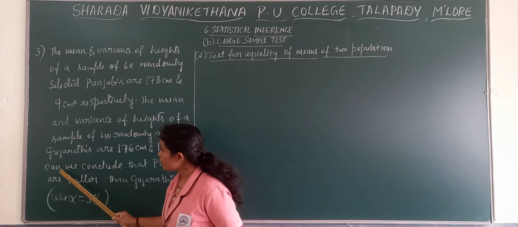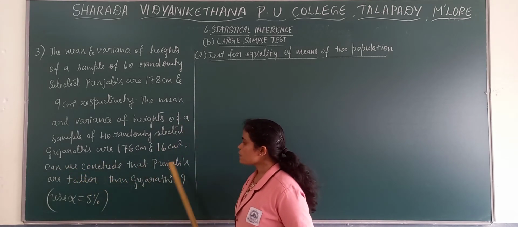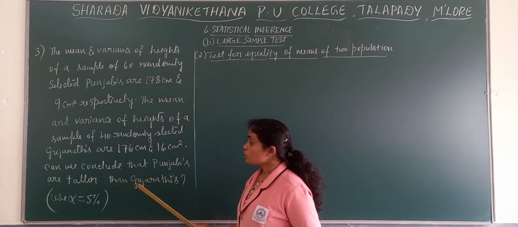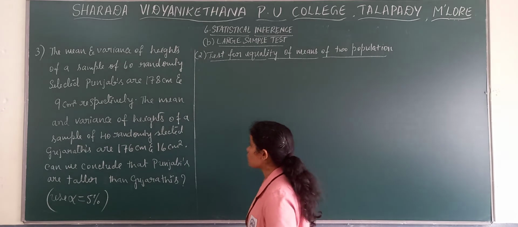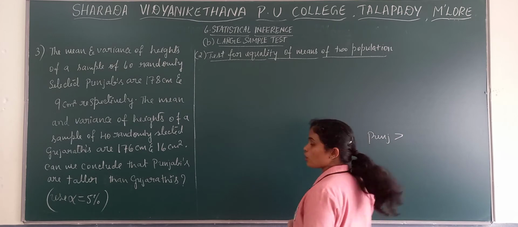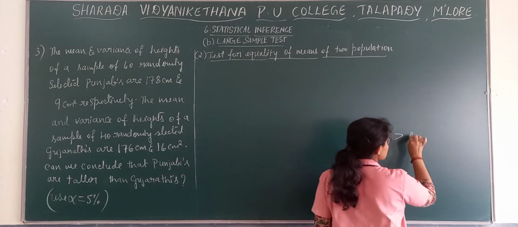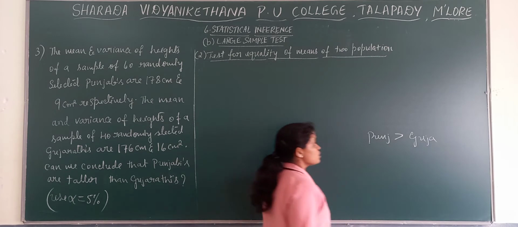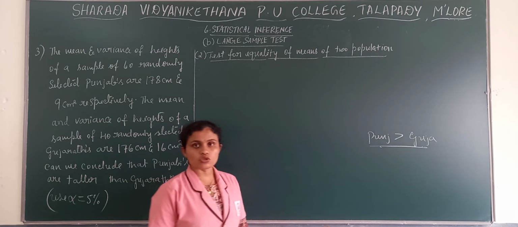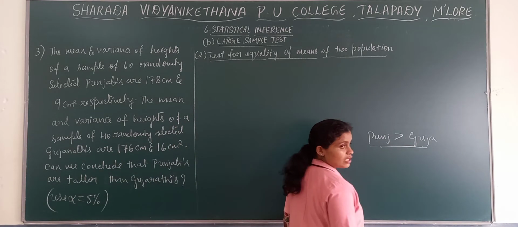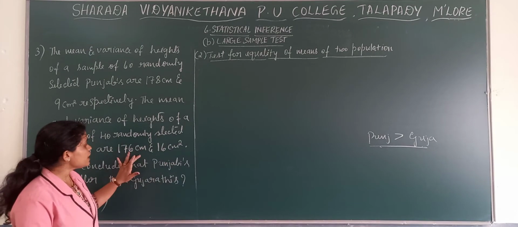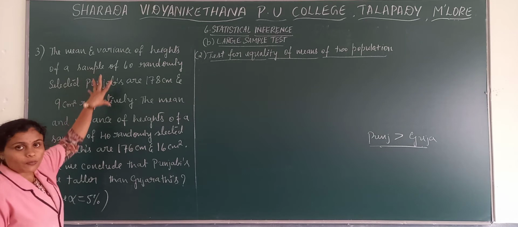Now see the question there. Can we conclude that Punjabis are taller than Gujaratis? What does it mean that Punjabis are taller than Gujaratis? Taller means greater than. We need to check whether Punjabis are greater than Gujaratis. Taller means here we need to take it as greater. Then see, here two sets of population are given.